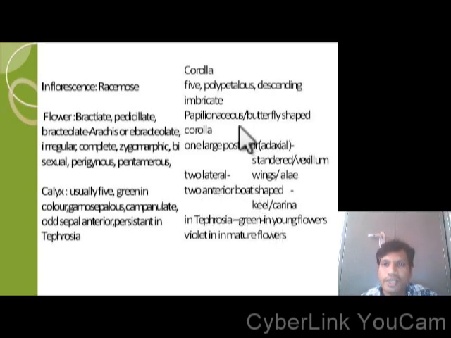This is a very peculiar arrangement present in the Papilionaceae members. Once again, the large one present in the posterior, single, is known as the standard petal, and the 2 lateral ones are wing petals, and the 2 anterior boat-shaped ones, which protect the androecium and gynoecium, are known as keel petals.